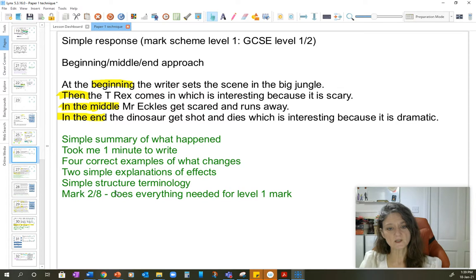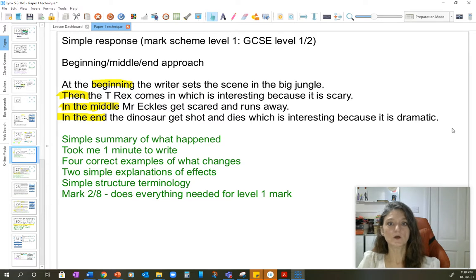I've got some really simple structure terminology there, which helps me make sure that I get the marks: beginning, then middle, then end. You don't even think this is structure, but it shows I know, in my own simple way, that it's a linear structure, beginning, middle, end. So it does everything that you need to do to get a mark. It is very simple, very simplistic.